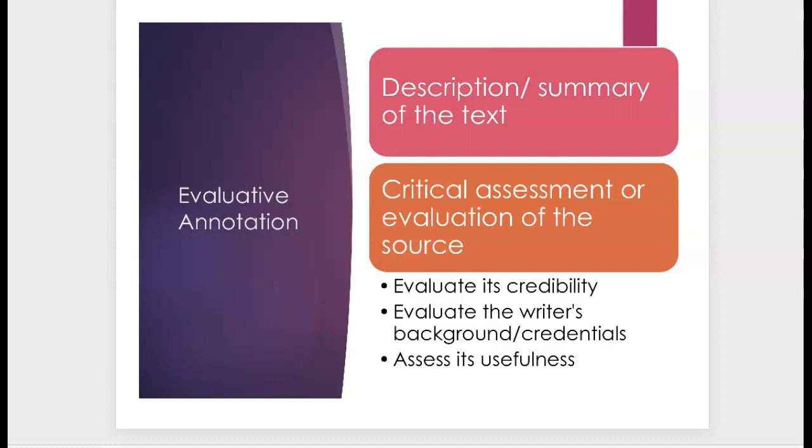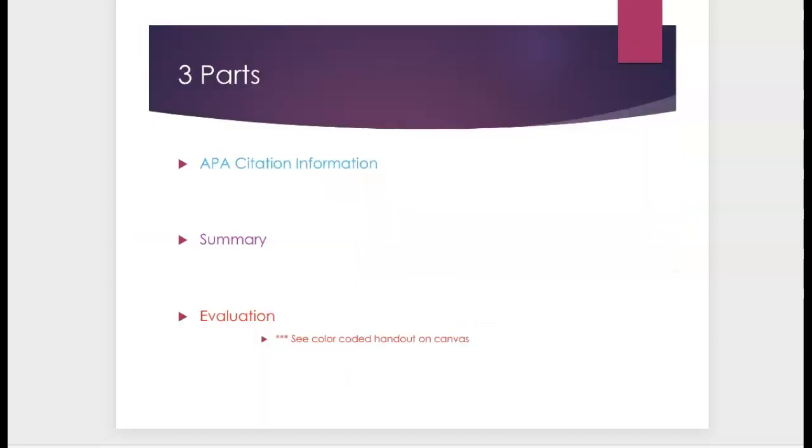When composing your annotated bibliography or your annotation, you have to provide three essential parts in this order. The first is an APA citation, where you provide the citation information, a summary, and an evaluation. There is a color-coded example of an annotated bibliography in Canvas that I hope you guys will look at. But I'd like to take the opportunity to review each of these essential components.